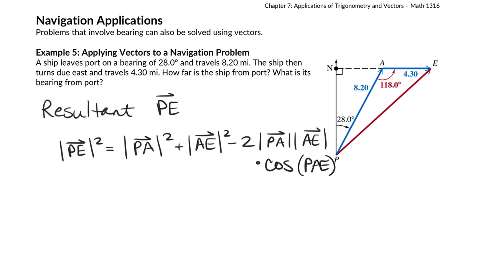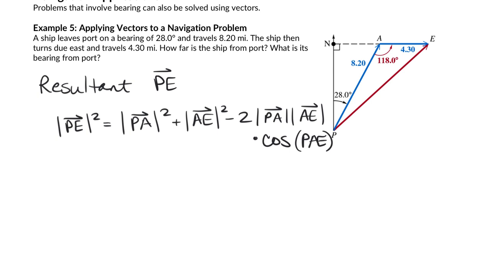Okay, very confusing with all of these magnitudes and squareds and arrows floating around. I get it. It is just the law of cosines. And remember, the equals side is the one we're generally looking for. So we can square root everything to find the magnitude of PE. And let's go ahead and plug in some numbers for ourselves.